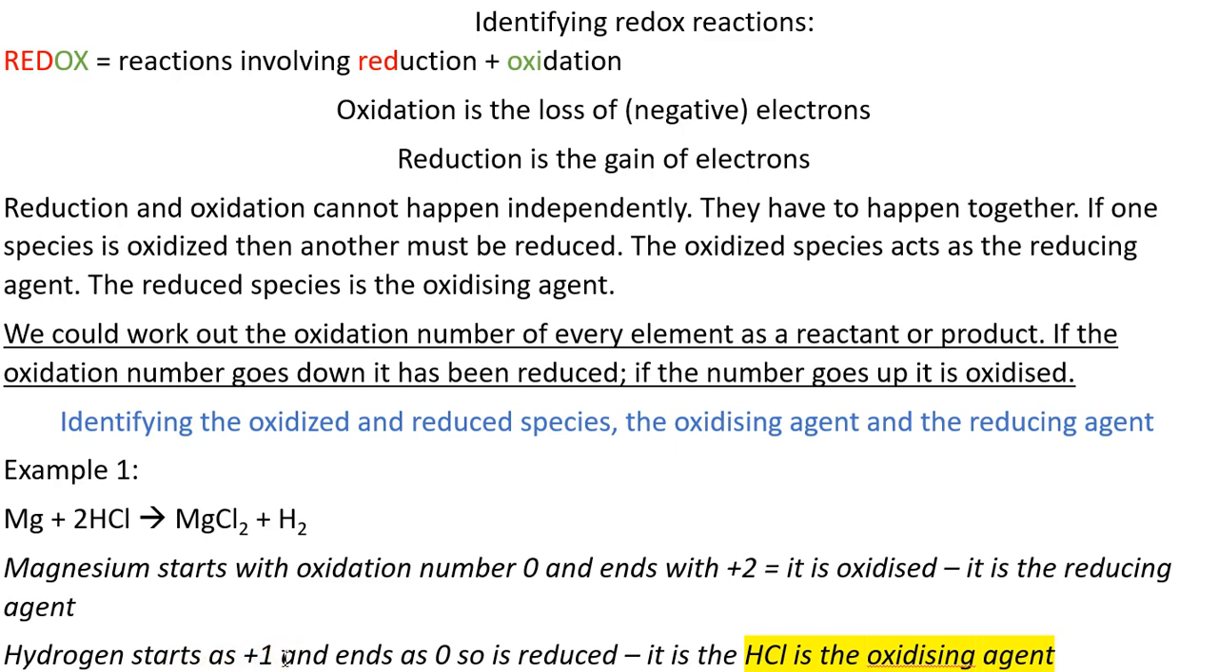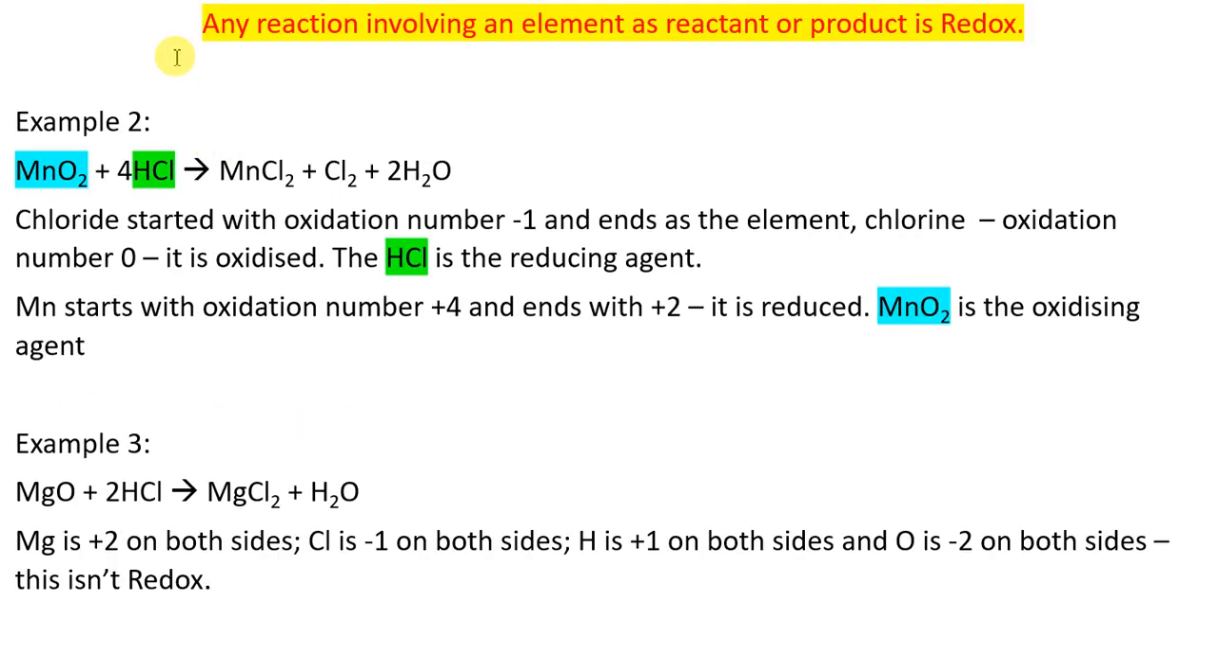Hydrogen starts with plus 1. We're familiar with hydrogen forming that H+ ion, and it ends as 0 as an element, H2. It's been reduced. Plus 1 going down to 0 is reduction. HCl is the oxidizing agent. And notice I'm saying HCl, not just the hydrogen. Any reaction involving an element as reactant or product is redox.